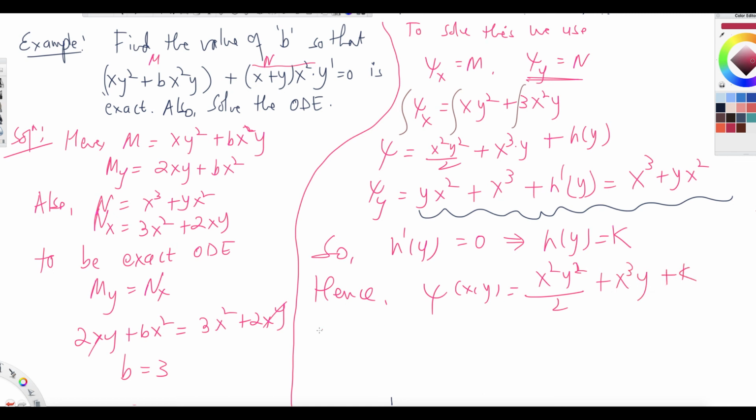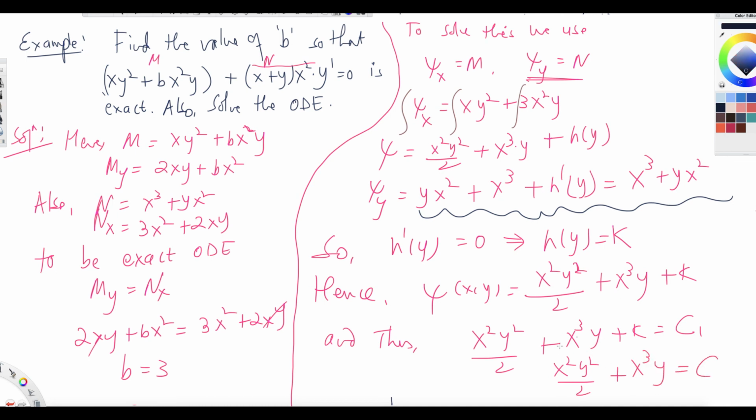Now what is the final answer? And thus the answer is this: psi of x, y equals a constant c. So you write x squared y squared over 2 plus x cubed y plus k equals a constant, let's say c1, and then you subtract that because this is only a constant on the left hand side, and you can move this to the right side. You will get c1 minus k. Let us consider that as c. Okay, so you can write x squared y squared over 2 plus x cubed y equals c. So this is the final answer for this.